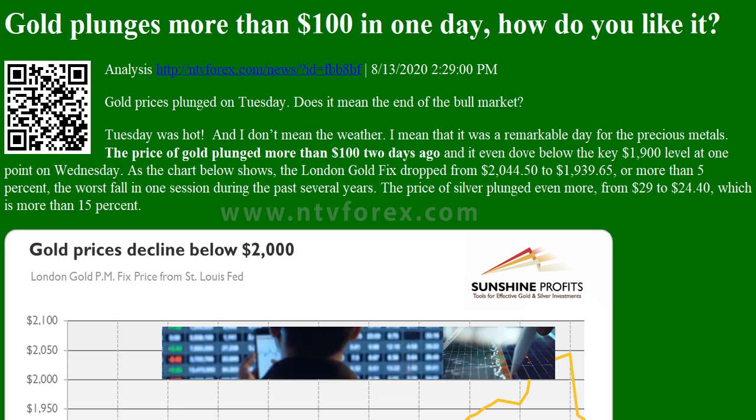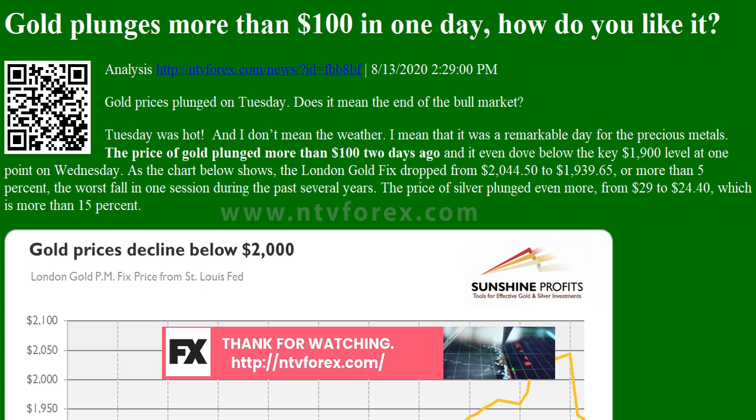The price of gold plunged more than $100 two days ago, and it even dove below the key $1,900 level at one point on Wednesday. As the chart below shows, the London gold fix dropped from $2,044.50 to $1,939.65, or more than 5%, the worst fall in one session during the past several years. The price of silver plunged even more, from $29 to $24.40, which is more than 15%.